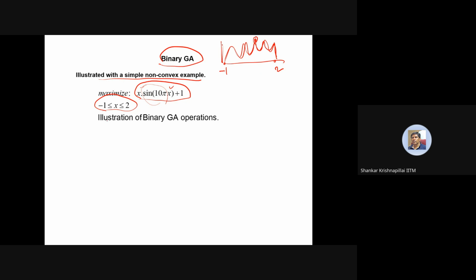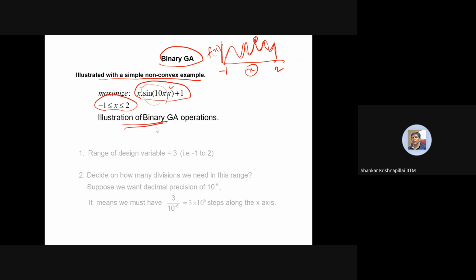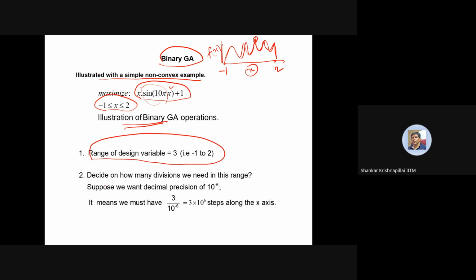Okay, so let us see. Here f of x is here and x is here. It's a single variable problem. So let us see how this simple problem is done. First we have to find the range of the design variable. So we know that the range is from -1 to 2, or it is 3.